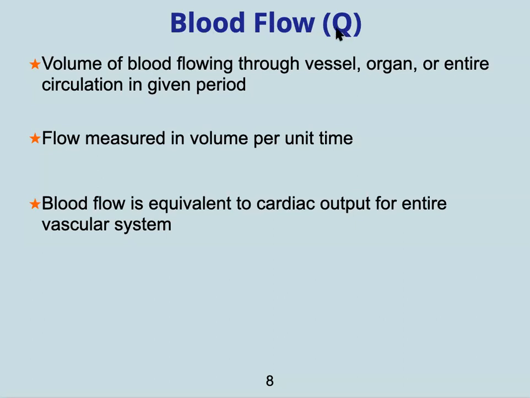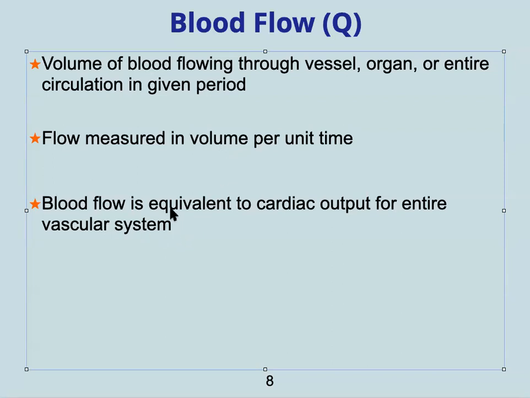Blood flow, sometimes symbolized with the letter Q, measures the volume of blood flowing through a vessel or multiple vessels, or an organ, or the entire circulation within a given period. So it's measured in a unit of volume over time. This could be milliliters per minute, milliliters per second. It could be liters per minute, liters per second, etc.